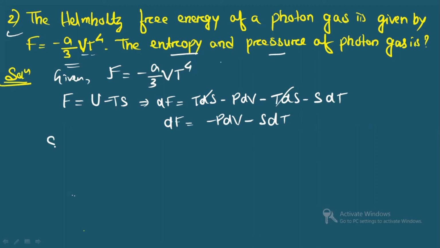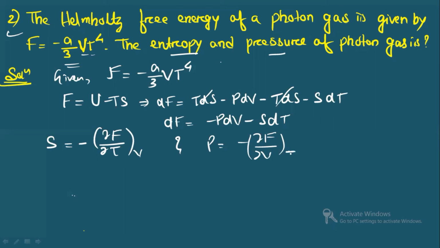So from here we can write the entropy S equals minus del F by del T at constant volume, and the pressure can be written as minus del F by del V at constant T. So S, entropy, is just the differentiation of the Helmholtz free energy with respect to T. Negative and negative will become positive. A by 3 V is constant. T to the power 4 on differentiation will give you 4 T to the power 3. So you can write S equals 4 by 3 A V T to the power 3.